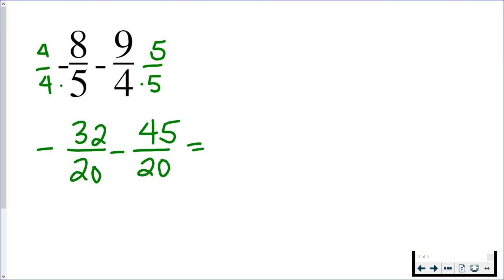So for this one, I'm already starting at a negative 32, and then I'm getting more negative by subtracting 45. So you're really just adding these two numbers and slapping a negative sign in front. Negative 32 minus 45 is negative 77. And just like addition, the denominator doesn't change.